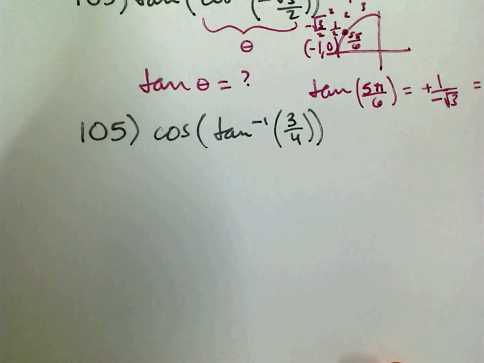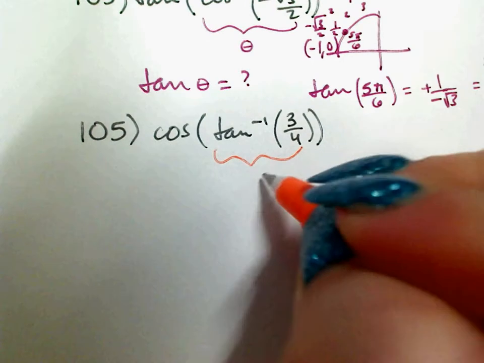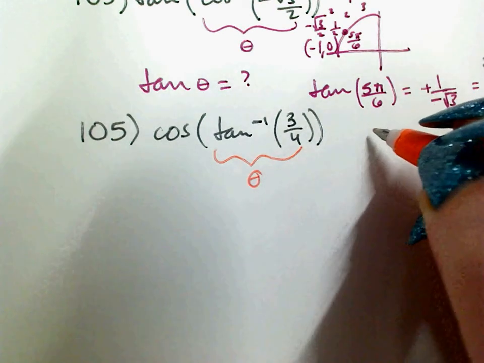So, remember that this equals some angle. So, tan inverse of 3/4 equals some angle.